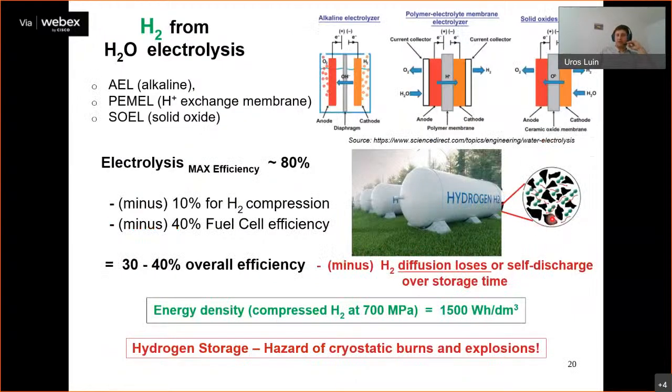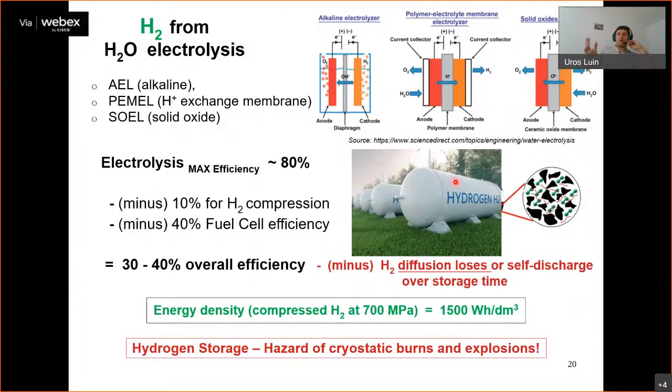And next one is hydrogen, green hydrogen from water electrolysis. We can do that in several different ways. There are several different electrolyzers, from alkaline to solid oxide. The basic idea here is to use the excess energy again to split water into hydrogen and then store that hydrogen. But in order to store that hydrogen, we also need to compress it. And of course, when we compress the hydrogen, we lose some energy, and also we lose some energy while the hydrogen is stored in tanks.